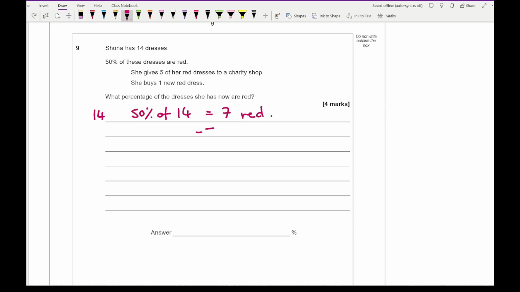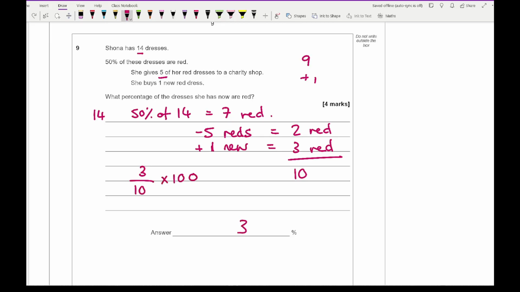She takes away 5 red dresses, so 7 take away 5 red dresses equals 2 red dresses. And then she buys a new one, so that equals 3 red dresses. Then we just need to work out how many dresses she's got altogether. Well, she had 14. She gave away 5, so that's now 9. She buys a new one, so that's now out of 10. So it's going to be 3 over 10 times 100, which is 30%.